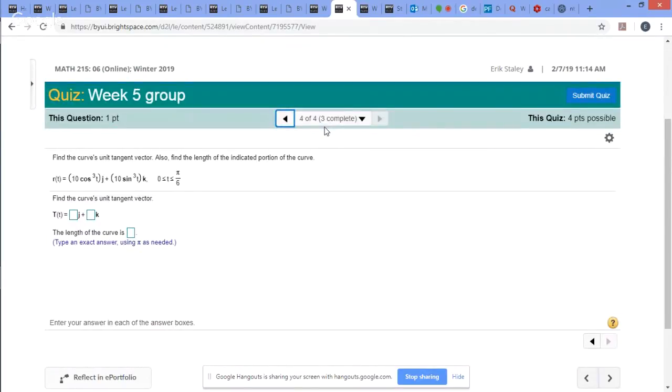Okay, and then that's sine of t. That's going to be negative 10, 3 cosine, sine squared t cosine t. All right.